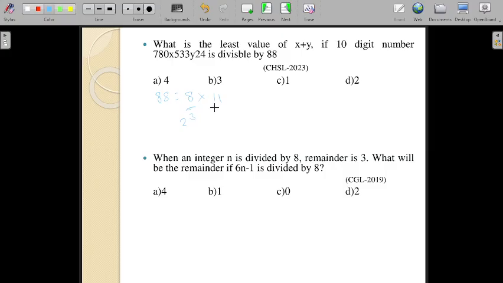2 cube means the last 3 digits. The last 3 digits are y24. And it should be the least value. That means y equals 0. Then 024 can be divided by 8. So y equals 0.